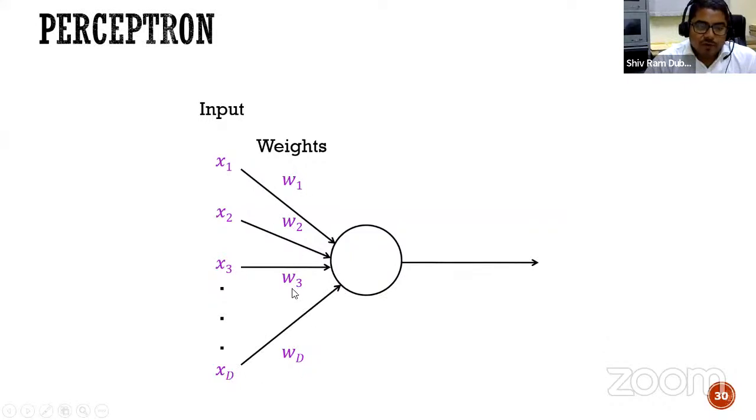How many weights will we have? That depends upon how many connections we have here, and the number of connections is governed by the number of inputs, meaning the dimensionality of the input. At the end, this perceptron will compute the weighted sum of these inputs: x1 into W1 plus x2 into W2 plus x3 into W3 up to xd into WD. If we consider x1 to xd as a vector represented by capital X, and w1 to wd as a vector represented by capital W, then we are doing W dot X.